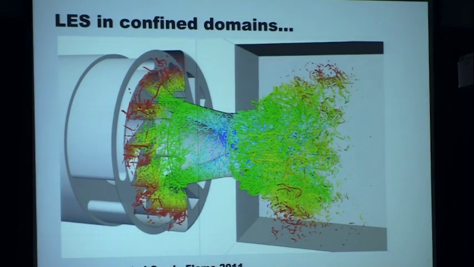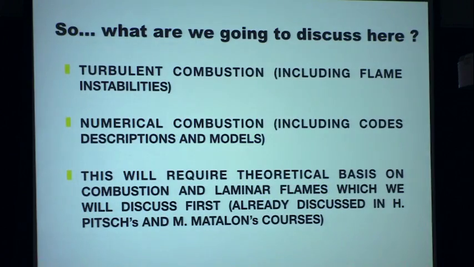If you want to go to this animal, you have to change code. When I say change code, you take the first code, throw it away, and you start from scratch. Because there's just no way you can adapt these codes to do this kind of geometry. You need to build a code from scratch. So during this course, I really want to focus on the codes which are useful for confined flames, for real flames. And I will talk about what we need to do for turbulent combustion models for that.